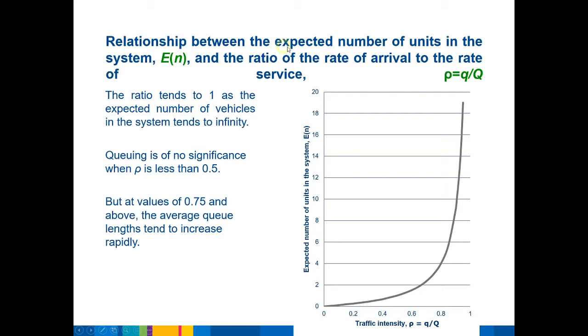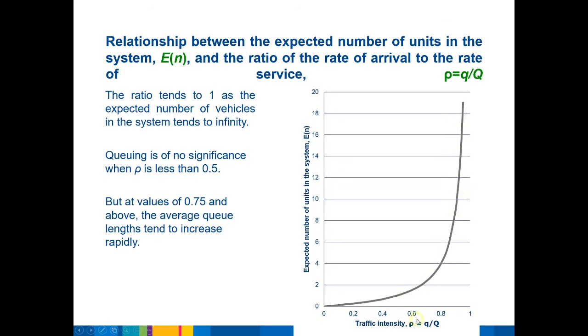We have a relationship between the expected number of units in a system, so the expected number of vehicles, and the ratio of the rate of arrival to the rate of service. What we're seeing on this vertical axis is the expected number of vehicles in the system, and this is our traffic intensity as a ratio of flow rate divided by capacity. We can't have a flow rate that's greater than capacity, so 1 is the maximum intensity we could have, a flow rate that's equal to capacity. At that point, we would see the number of vehicles in a queue being infinitely high.